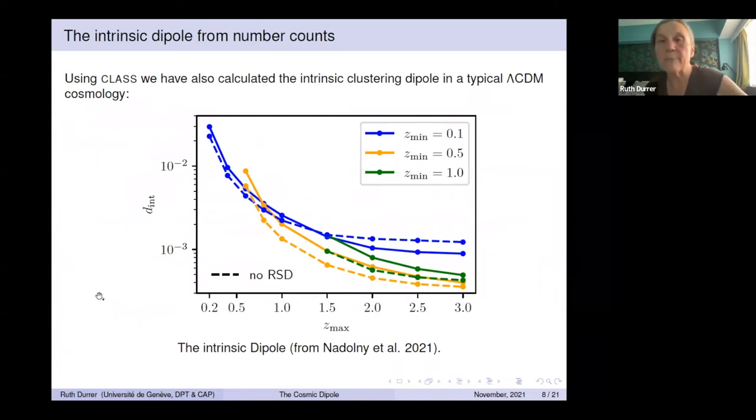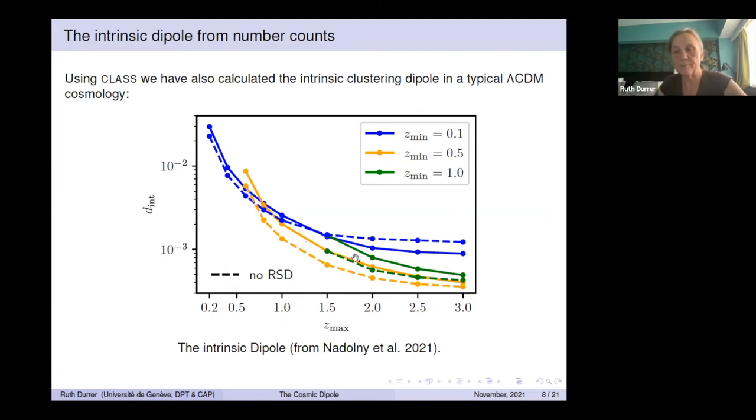Now let us look at the intrinsic dipole from clustering only. We are using CLASS number counts; linear perturbation theory should be enough for the dipole. That's very large scale fluctuations. If we start with a minimal redshift of 0.1, we typically obtain an intrinsic dipole of about 10 to the minus 3. If we start with a minimal redshift and go out to a maximal redshift of 3 here, or a maximal redshift of 2, the dipole is a bit larger, etc. If we start with a larger minimal redshift, we have a somewhat smaller dipole, but still, if we go out to redshift 1.2 or even 2, we still remain in the vicinity of about 10 to the minus 3 for the dipole.